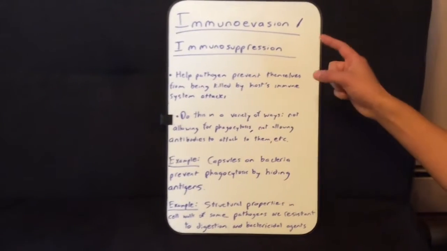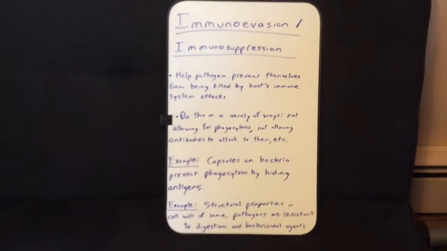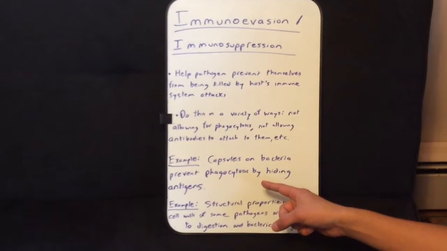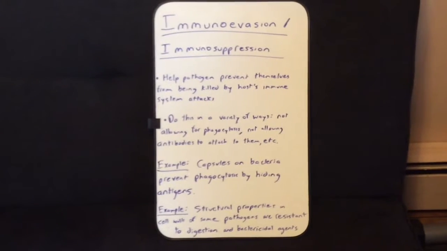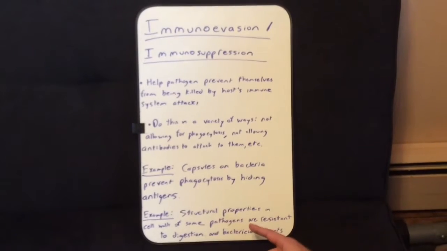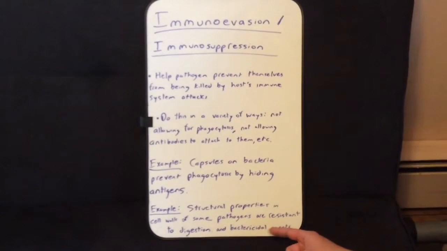One example of an immunoevasion or immunosuppression factor would be the capsules on bacteria. They prevent phagocytosis by hiding antigens, not allowing for the phagocytes to recognize them as pathogens. Another example of one of these factors would be the structural properties of cell walls of some pathogens. These cell walls are resistant to digestion and bactericidal agents.